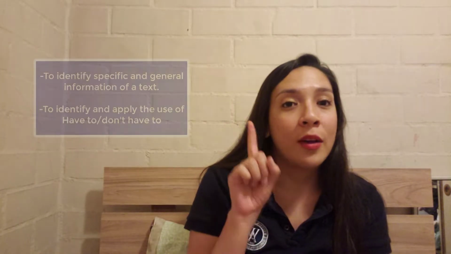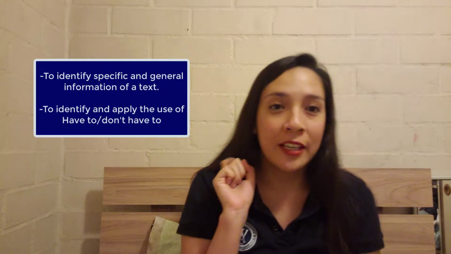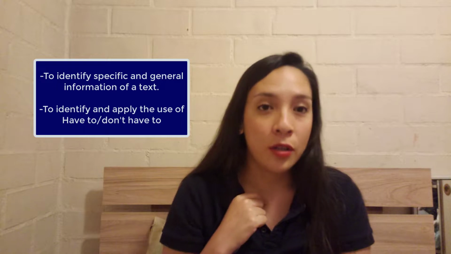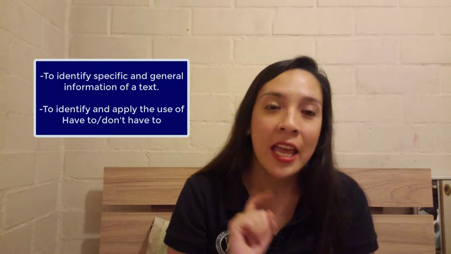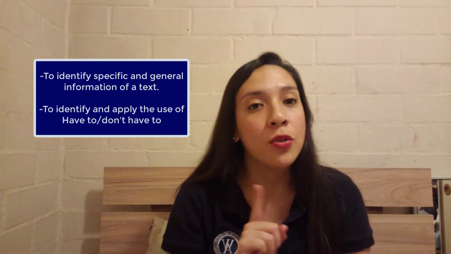For this lesson you're going to need your student book and your notebook. The objective of the lesson is to identify specific and general information of a text and also identify and apply the use of have to and don't have to. Remember that there are going to be some parts of the video where you have to stop the video and take some notes. Okay, so let's start with the lesson.